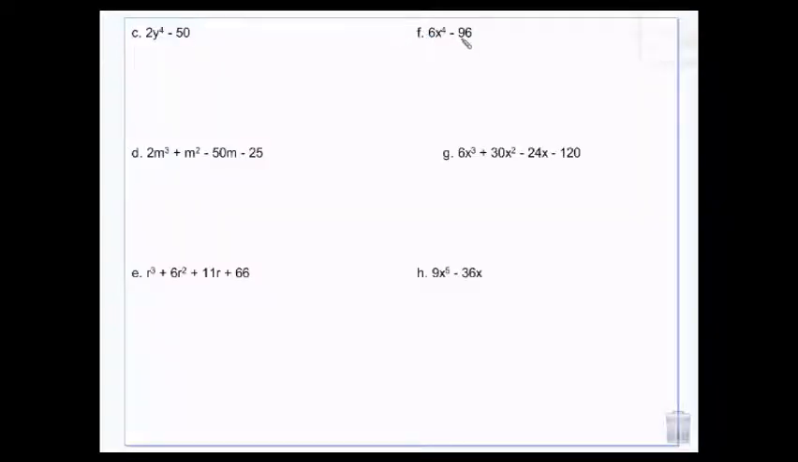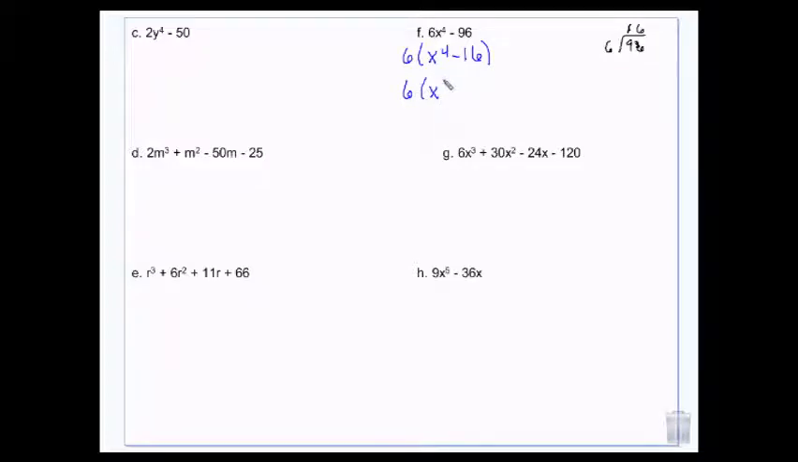Okay. 6 and 96 will both divide by 6, I believe. I just need to double check. Somebody divide 96 by 6. 16. Okay, so they have 6 in common, so I can take the 6 out, and I'm left with x to the 4th minus 16. Perfect square, perfect square.